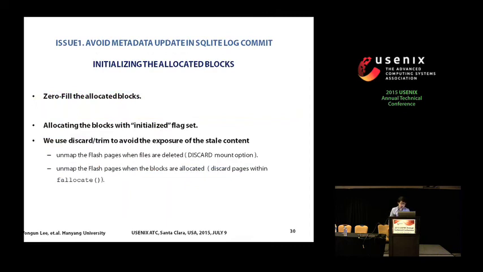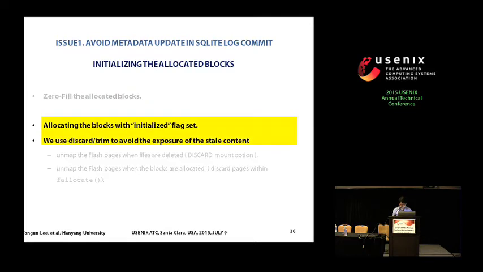We saw three approaches to solve the problem of uninitialized blocks and stale contents on flash storage. The first approach is to zero fill, but this operation unfortunately accompanies huge I/O overhead. So we modified the fallocate function in the second and third approach to allocate blocks with the initialized flag set. And we also use the discard or trim command in flash storage to avoid exposing stale contents.